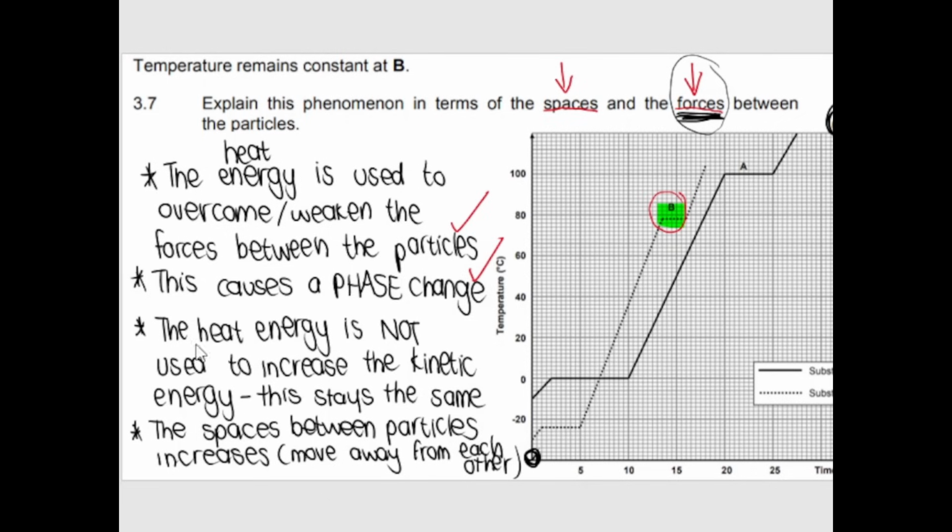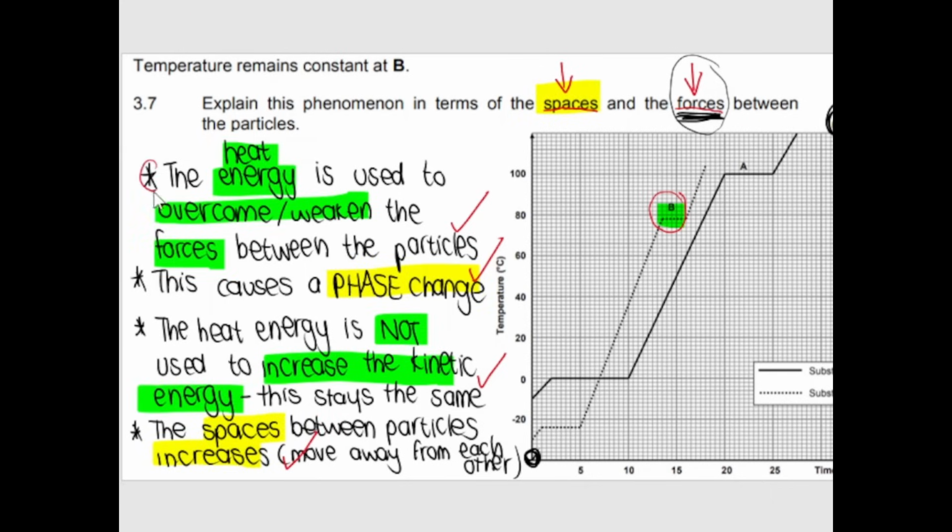The heat energy is not being used to increase the kinetic energy. That's why the kinetic energy stays the same, the temperature stays the same, but the spaces between the particles are increasing. So notice how I've mentioned both of these phrases that they've required. You need to memorize these so that when they ask you, why is the temperature constant during a phase change, or why is the temperature constant over here at the flat part of the graph, this is your explanation.